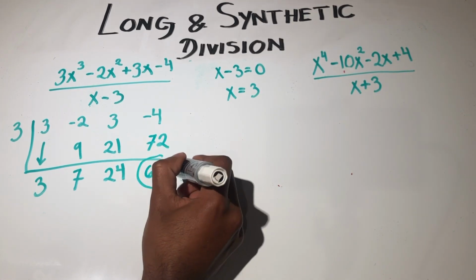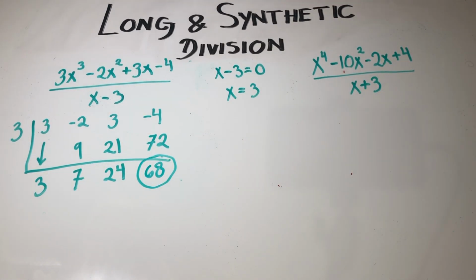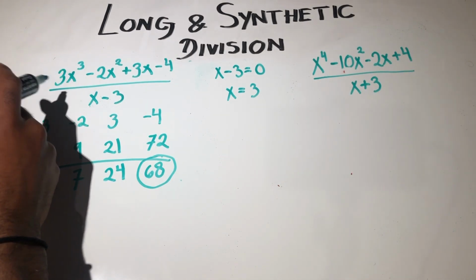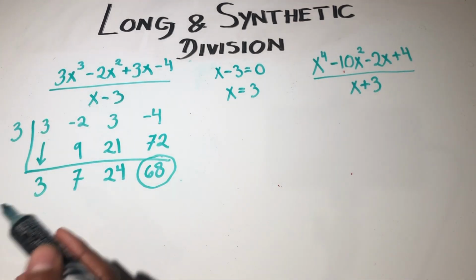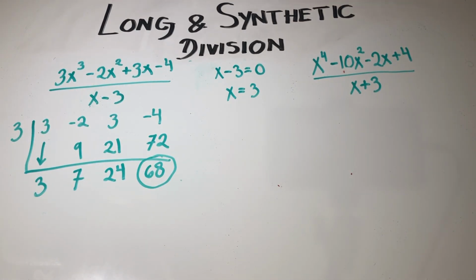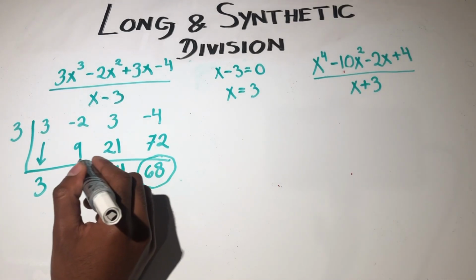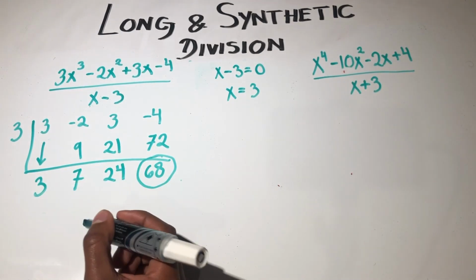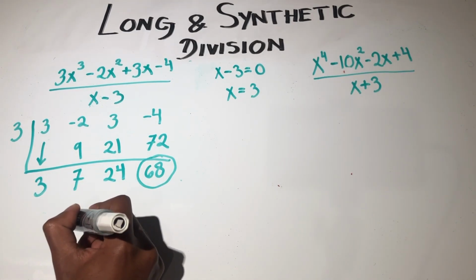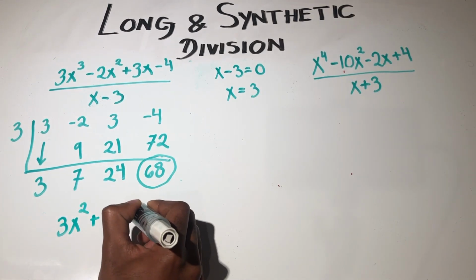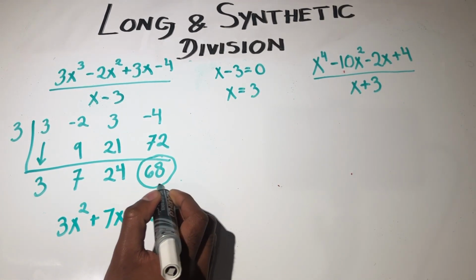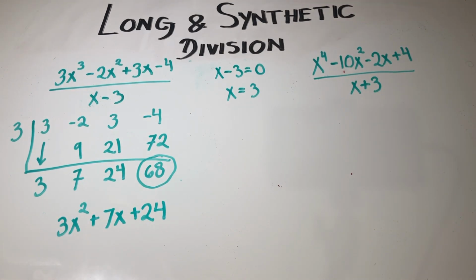And this number right here, this last term, is going to be our remainder. As you can see, since we started with a polynomial of degree 3, and then we divided by x minus 3, you're left with a polynomial of degree 2. And the bottom line here represents the polynomial 3x squared plus 7x plus 24, and then our remainder is 68.